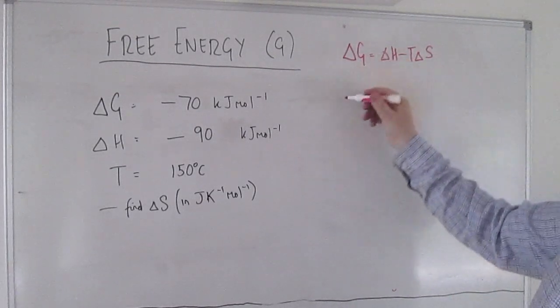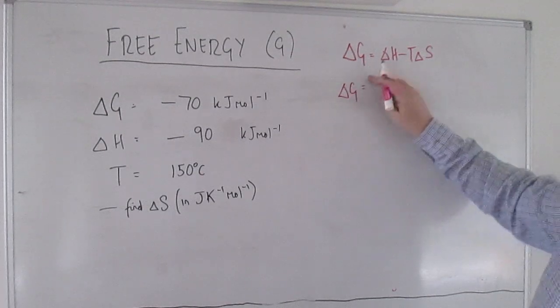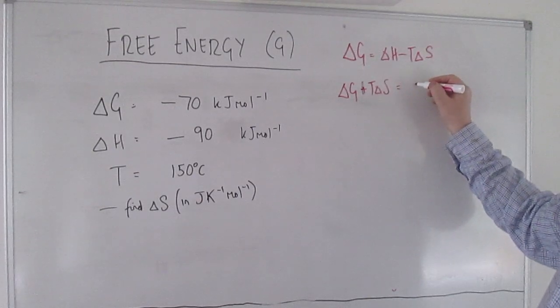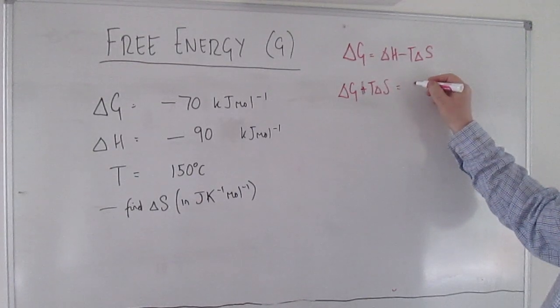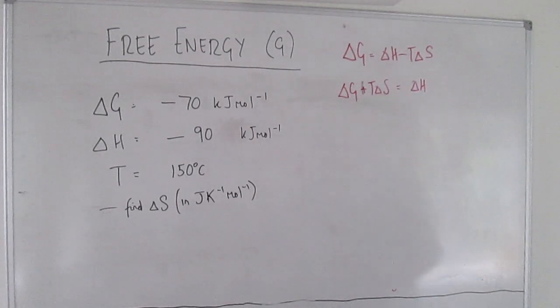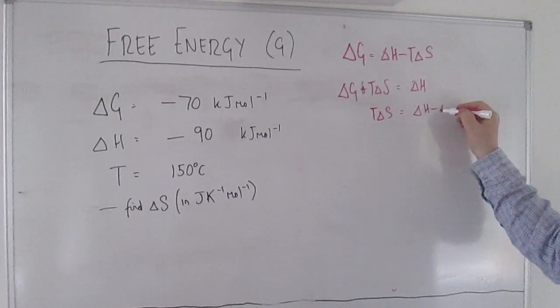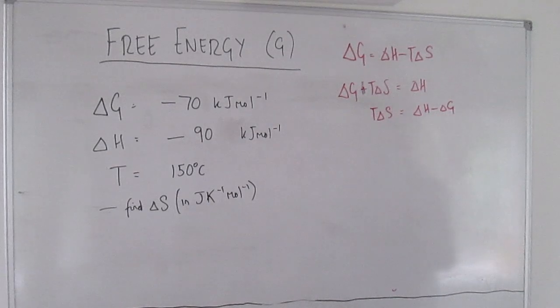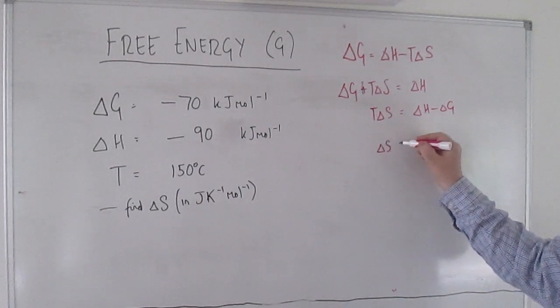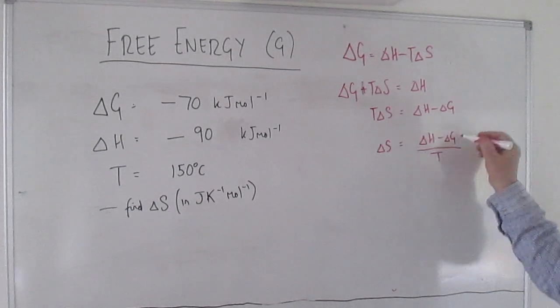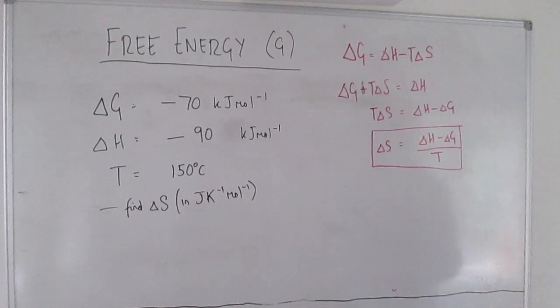If we add T delta S to each side, we get delta H plus T delta S is equal to delta H, and then if we subtract delta G from each side, we get T delta S is equal to delta H minus delta G, and then if we divide both sides by T, we get delta S is equal to delta H minus delta G over T. Okay, so that's going to be the expression we want to use.